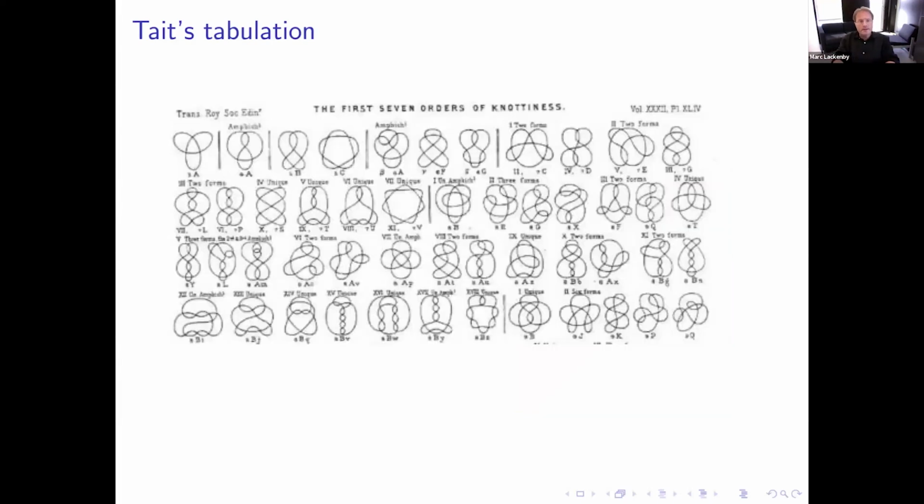You can see here an excerpt of one of his tables, which appeared in the Transactions of the Royal Society of Edinburgh, and it's the first 7 orders of knottiness. Knottiness is defined as follows. You consider a diagram of the knot, a projection to the plane, and you look at the number of crossings in that. The minimum of that is the knottiness of the knot. We now call it the crossing number. They're quite extensive tables, and his tables were remarkably accurate. They were complete, and they didn't have duplicates.